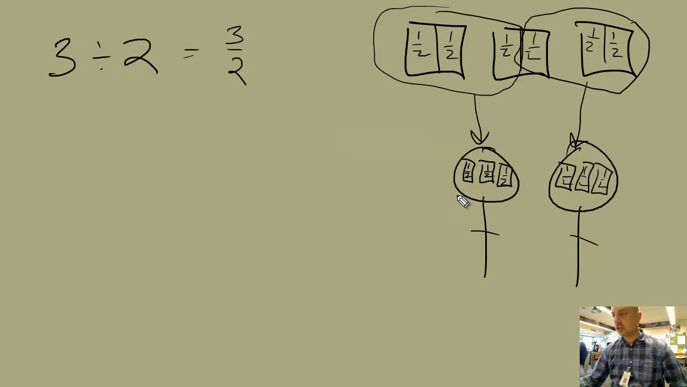3 divided by 2, well, how many total is that? This would be 1 whole cracker here, plus I'd have a half, right? So I end up with really 1 and 1/2 a cracker.